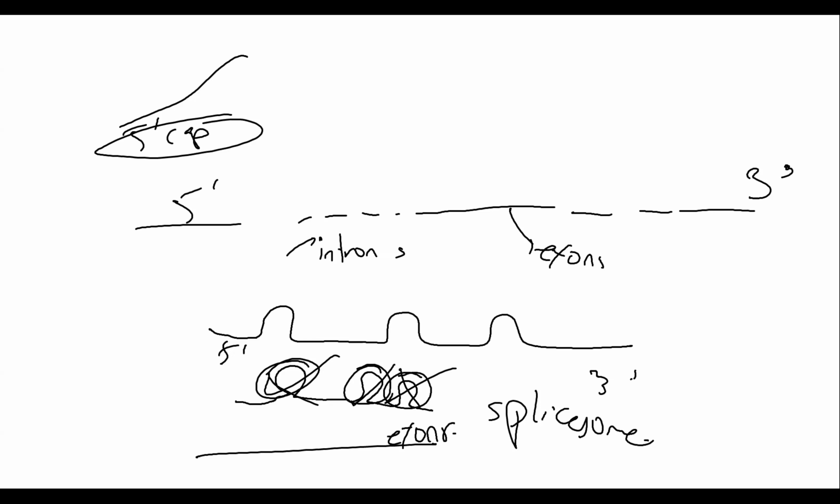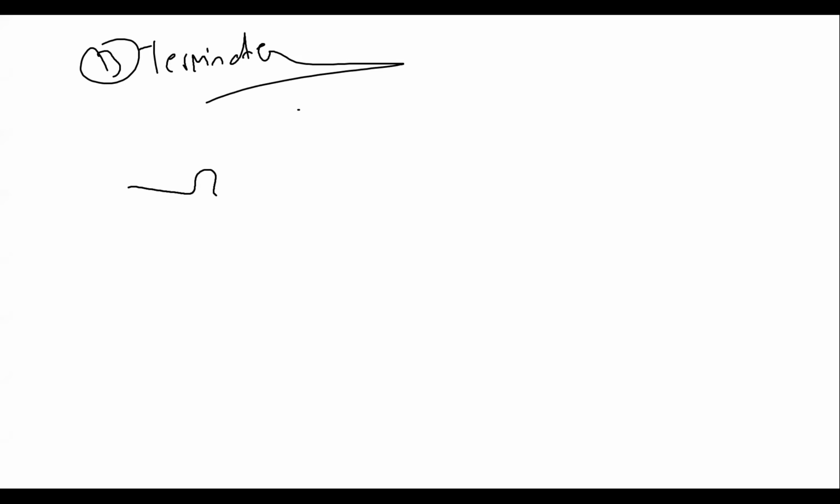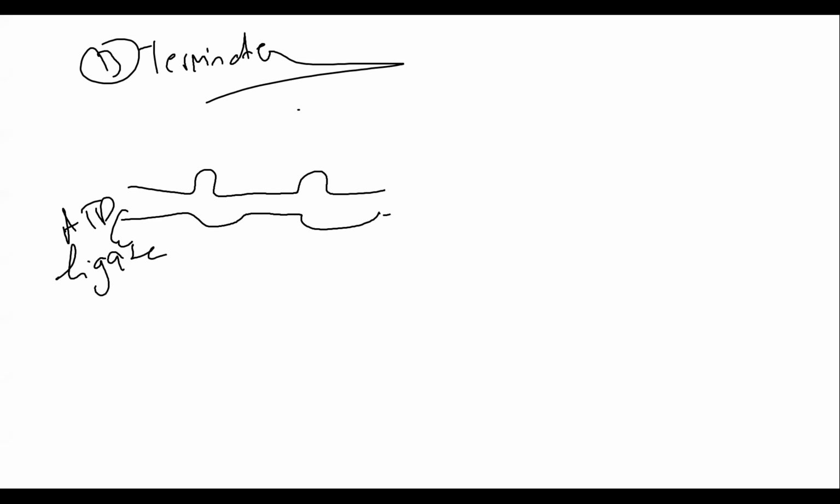In the termination, what happens? We will have the DNA polymerase helping. What will it help? This DNA polymerase and the ligase. So in the termination of this transcription, we have the termination process. We will have these bubbles. So ATP ligase will work, and the DNA polymerases will work.